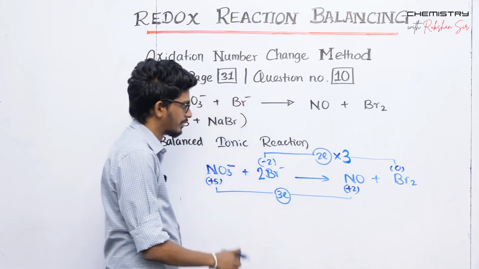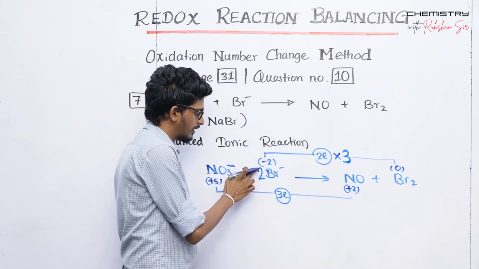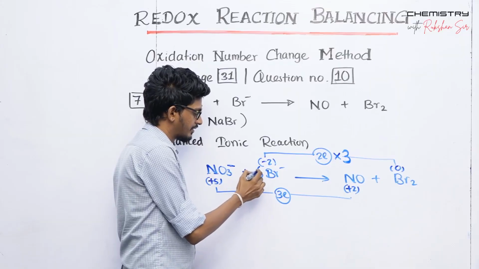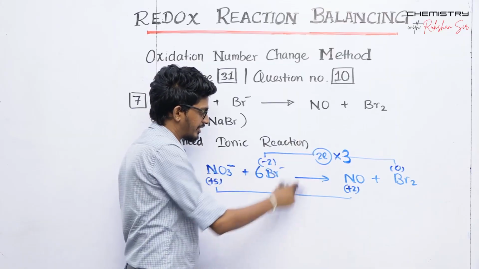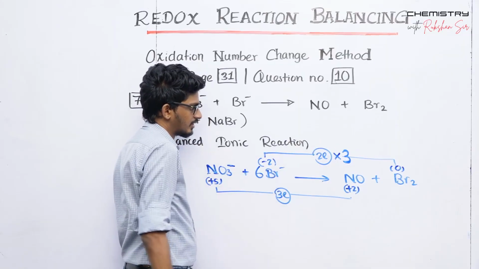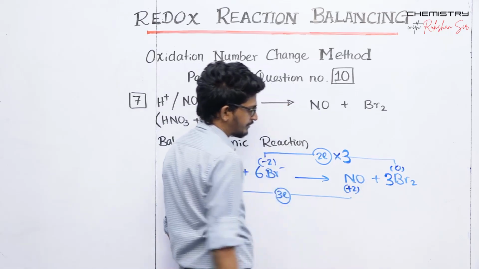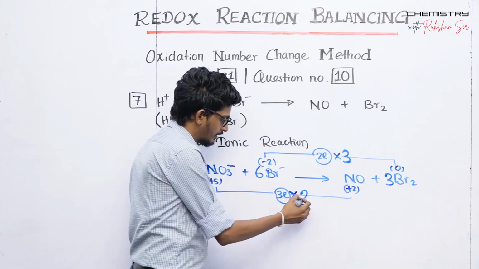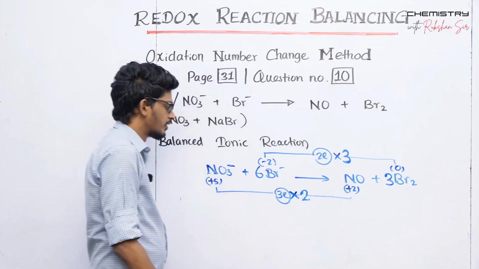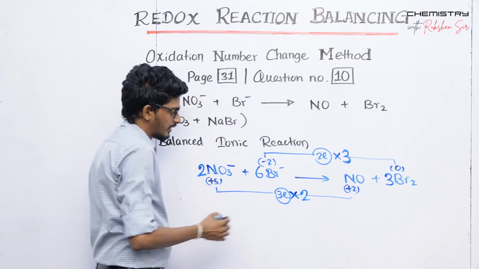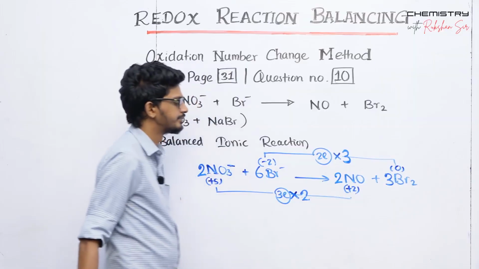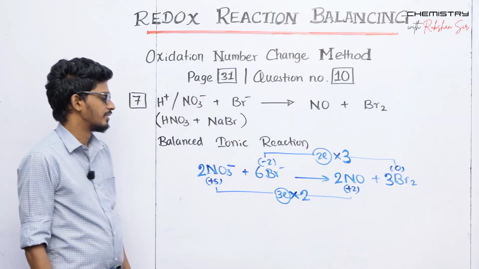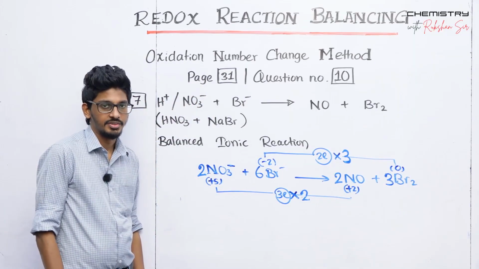So this branch is multiplied by 3. That means this 2 becomes 6, as you are supposed to multiply with 3, right? 2 into 3 is 6. So this also should come up with 3. And this thing should be multiplied with 2 to provide the least common multiple, right? So 2 here and 2 here. Second step is done, balancing the oxidation states.